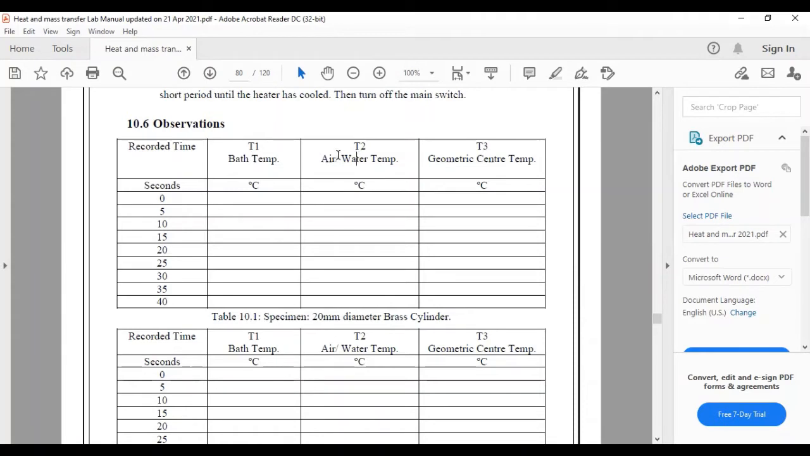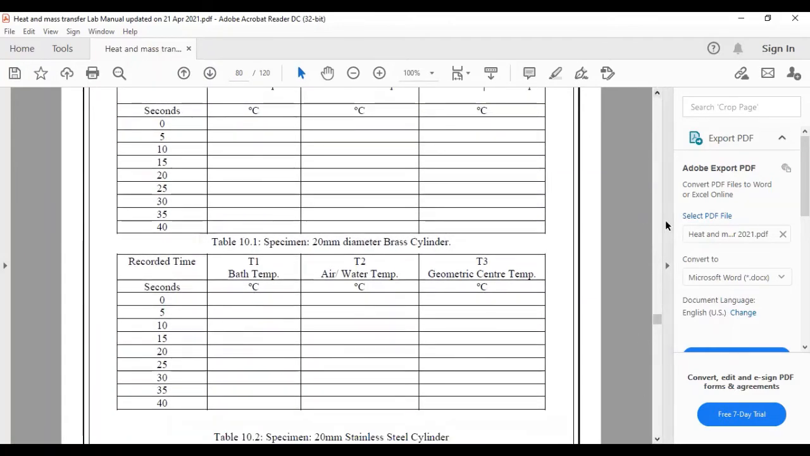T2 is the temperature around the geometric shape which we have inserted into the bathtub. This is the temperature around that shape, and we have noted it through a sensor. And T3 is the temperature of the geometric shape's center. We have taken the observations for two materials: one is brass and the second is stainless steel.